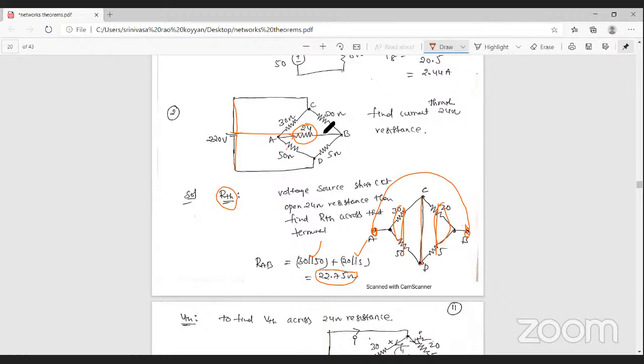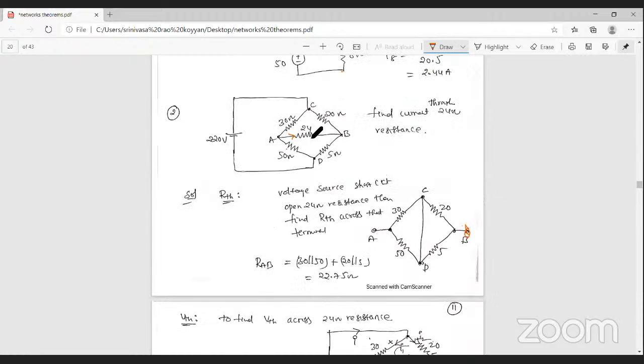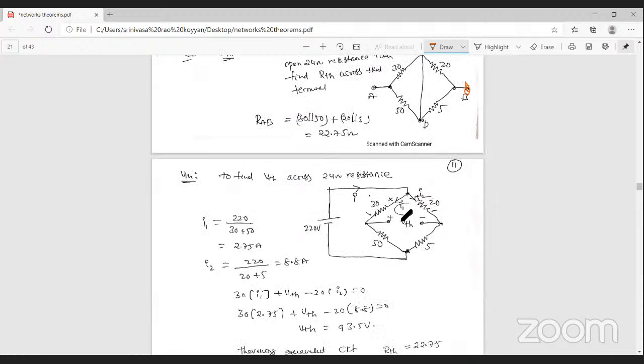Next, find out the Thevenin's voltage across 24 ohm. So open the 24 ohm resistance to find out the Thevenin's voltage across A B terminals. Here you do not open or short circuit the sources, either voltage sources or current sources. When finding the Thevenin's voltage, you must not disturb the voltage source or current source, keep it as it is. Okay.